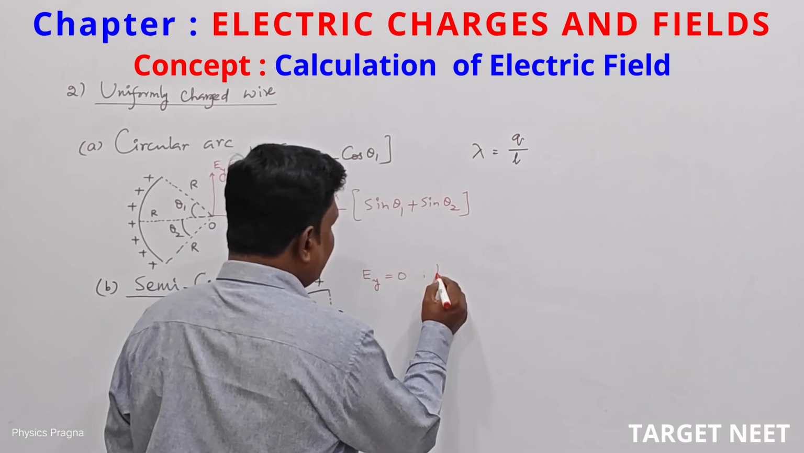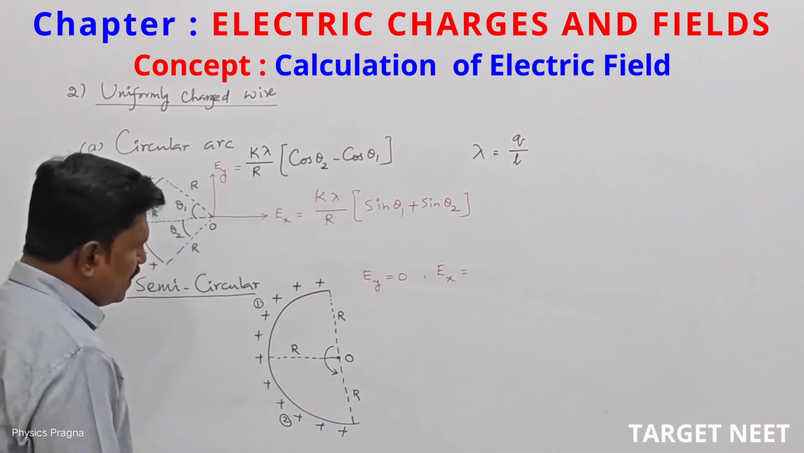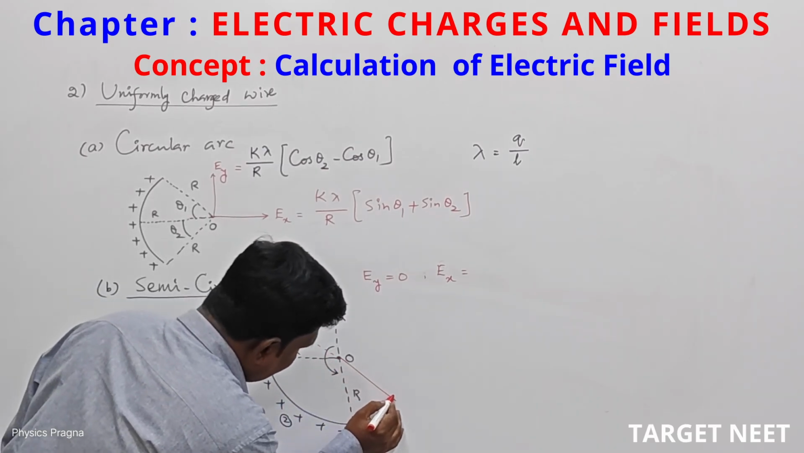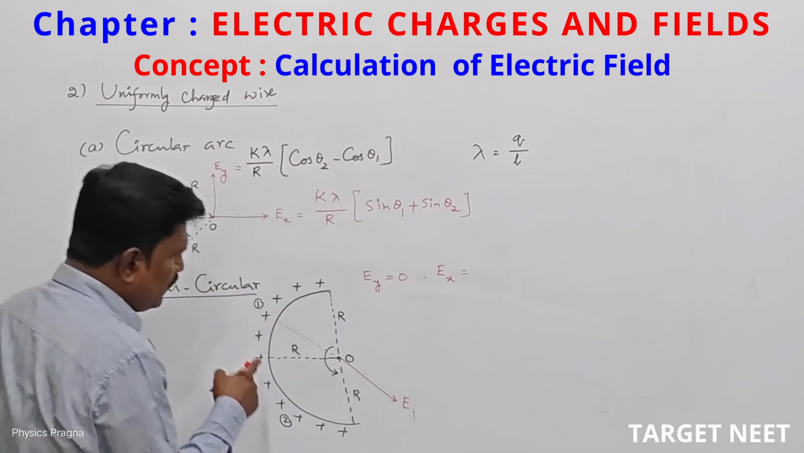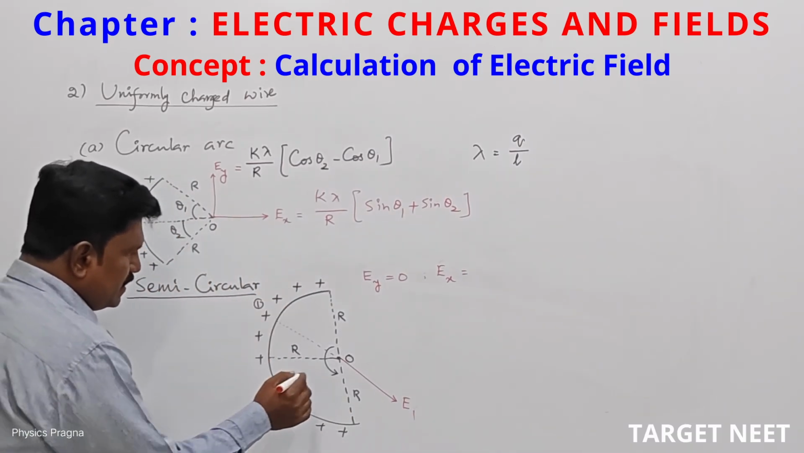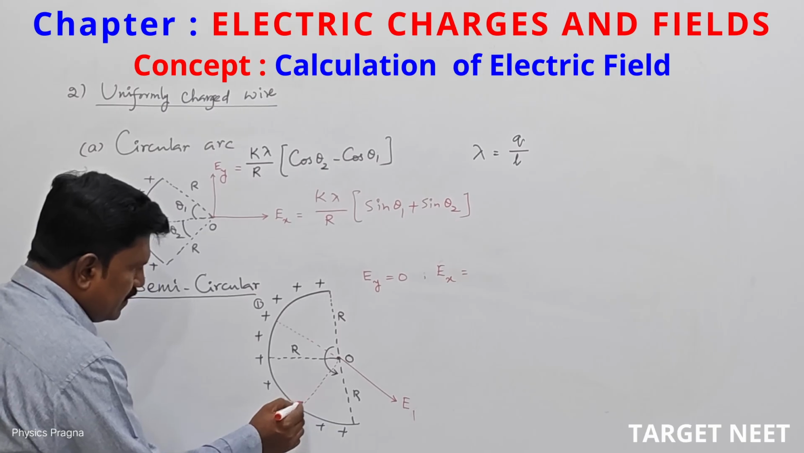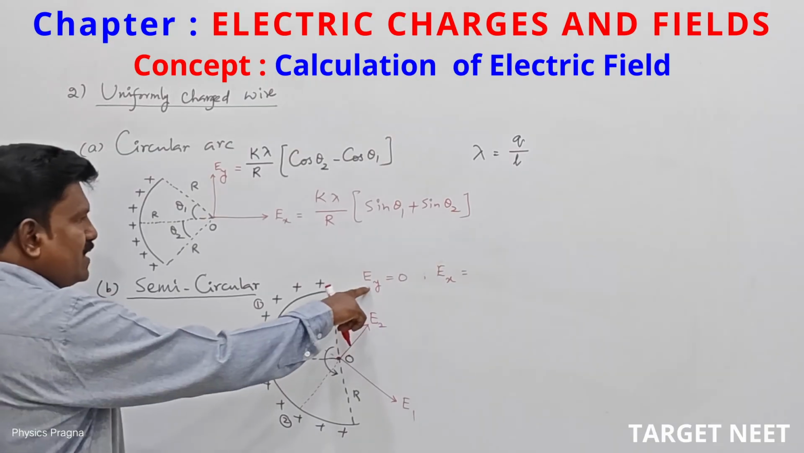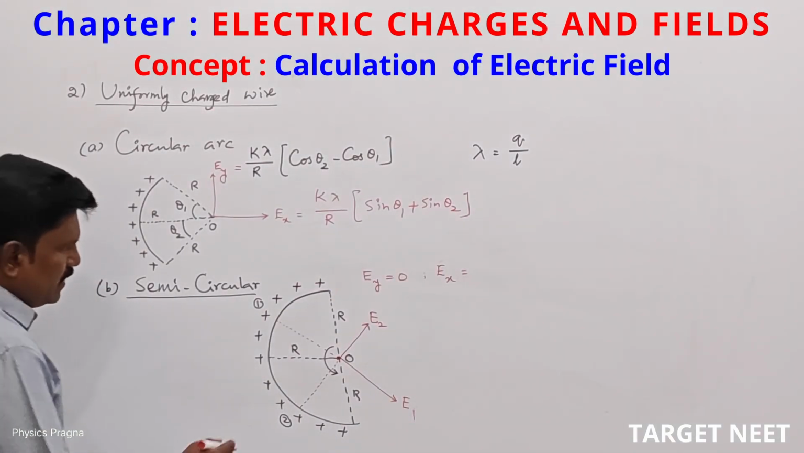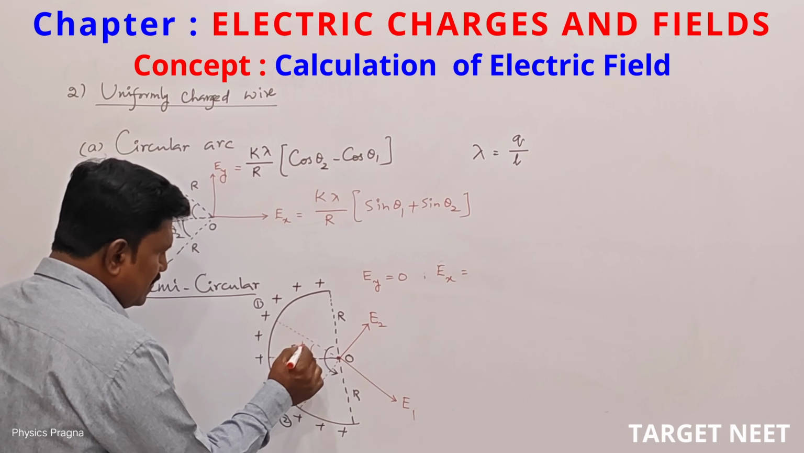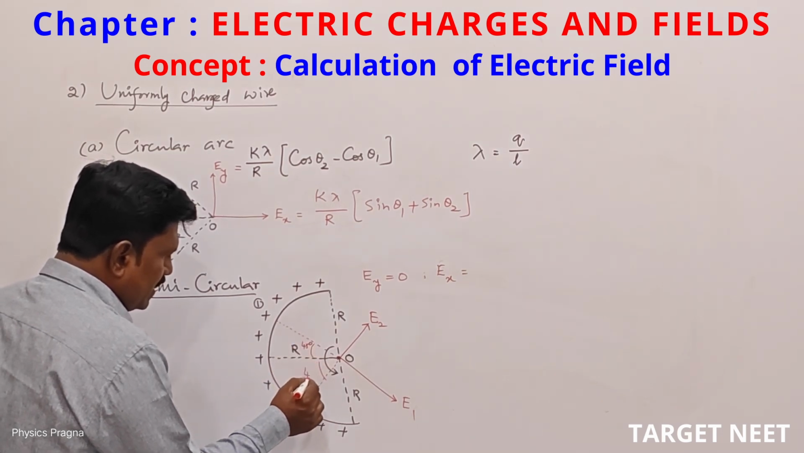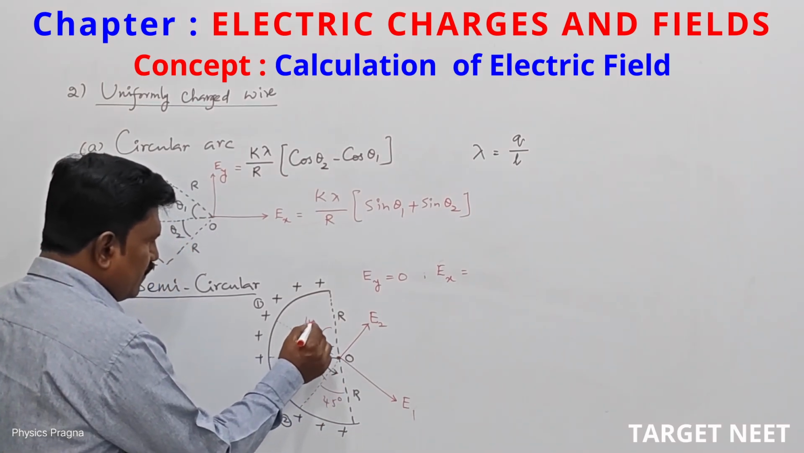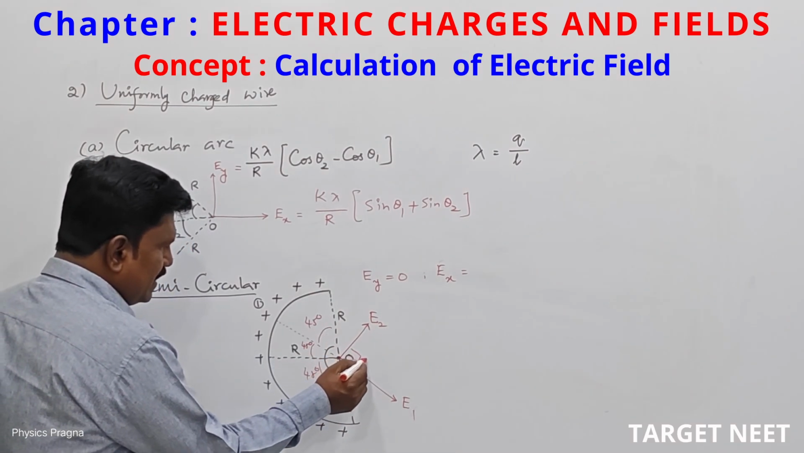What is the x component here? See, the x component direction is this one. This is the direction of the x component of the first arc. Second, this is the direction of the electric field due to the second one. Both electric fields are x components. Here, this is 45 degrees. This is also 45 degrees. This is also 45 degrees. And this is also 45 degrees. So here, this is 90 degrees.